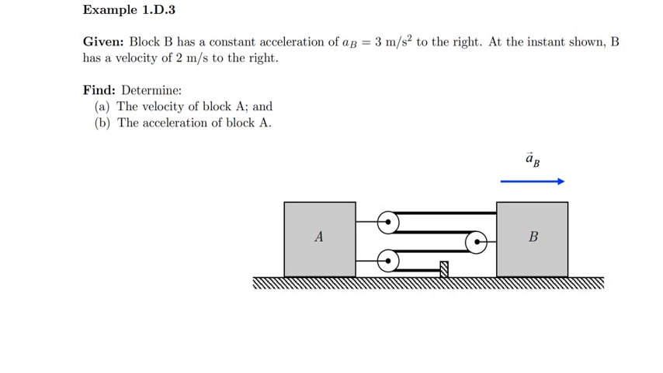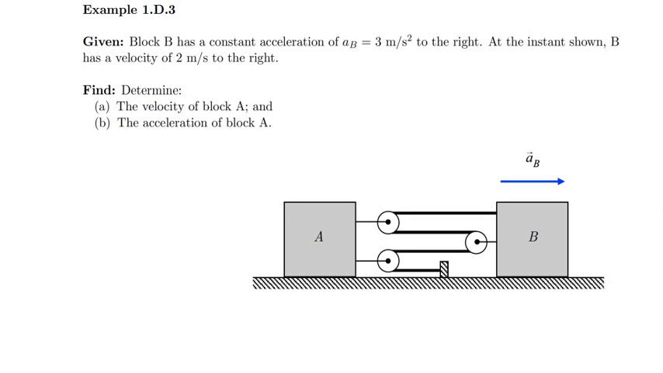Okay, so in this example we're told that block B has a constant acceleration to the right, and at the instant shown block B also has a velocity to the right. Given this information, we're asked to determine the velocity of block A, as well as the acceleration of block A. Now in problems such as this, what we're going to utilize is something known as the rope length constraint.